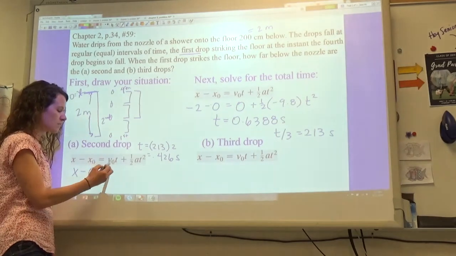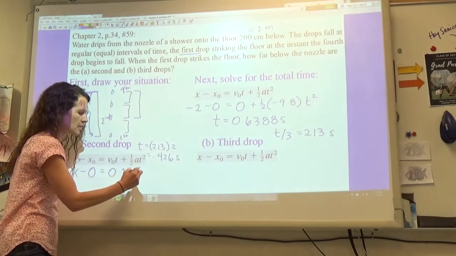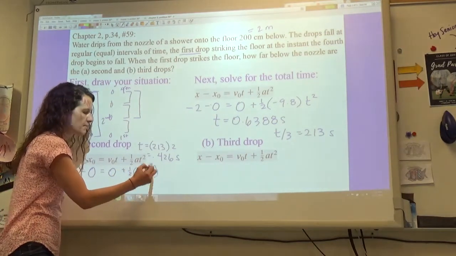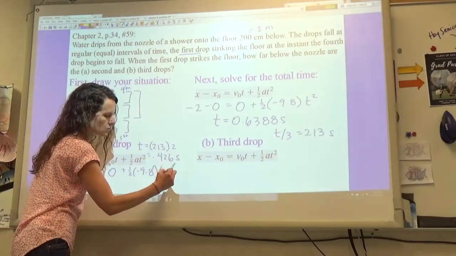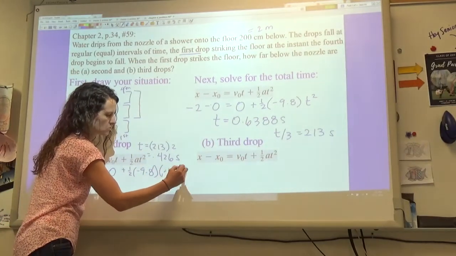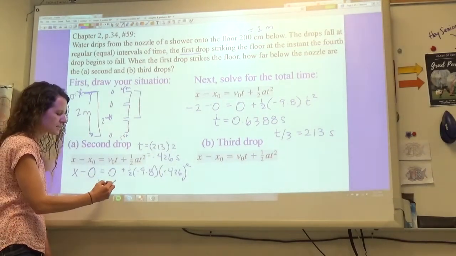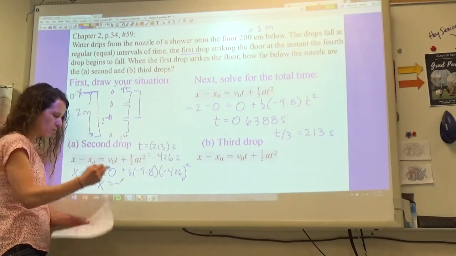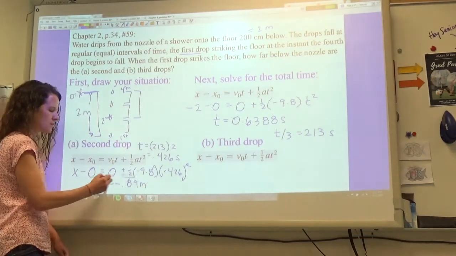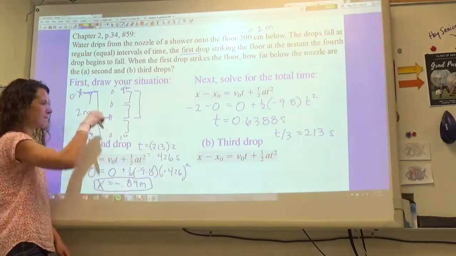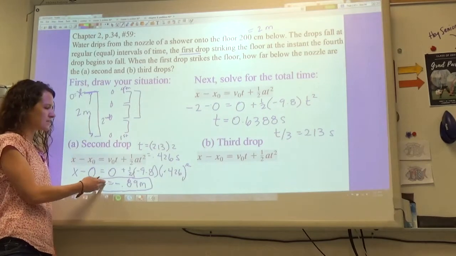And so again, my initial velocity is 0, so I plug in the 0 there, plus 1/2 times -9.8, but now I know my time. I know that it's been 0.426 seconds to get there, so I'll plug that in, 0.426. Don't forget to square that. And then from here, I'm going to find out that my x is -0.89 meters, which tells me that I am 0.89 meters below where I started with this second drop.